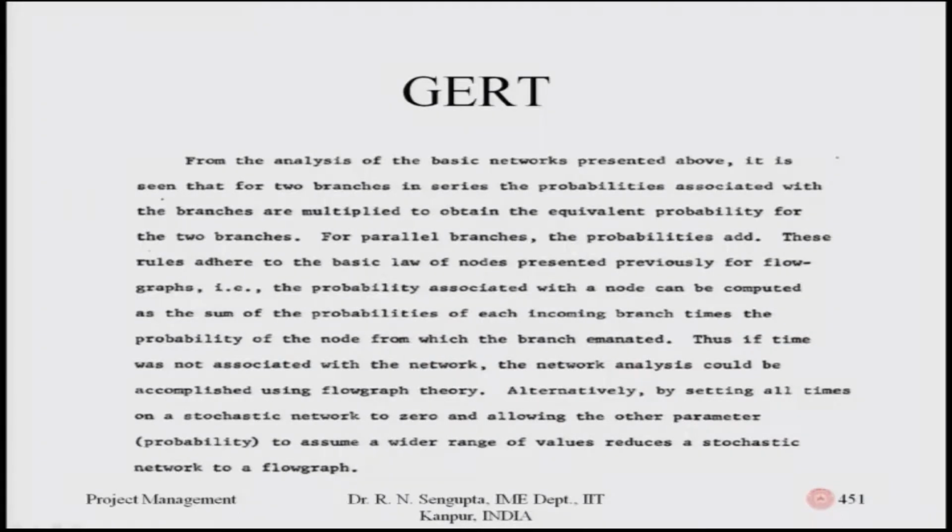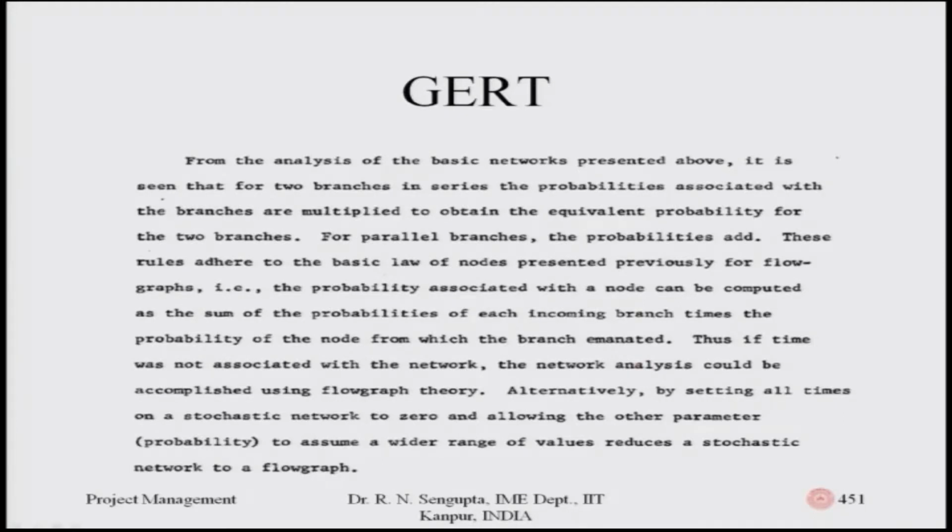From the analysis of the basic networks represented above, it is seen that for two branches in series, the probabilities associated with the branches are multiplied to obtain the equivalent probability for the two branches. For parallel branches, the probabilities add up. So, this rule adheres to the basic law of nodes presented previously for flow graphs.